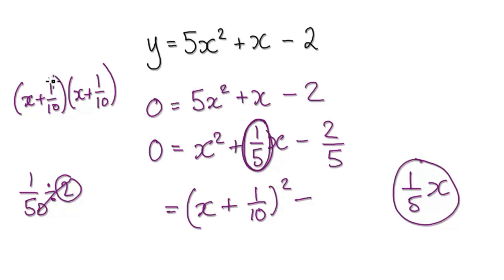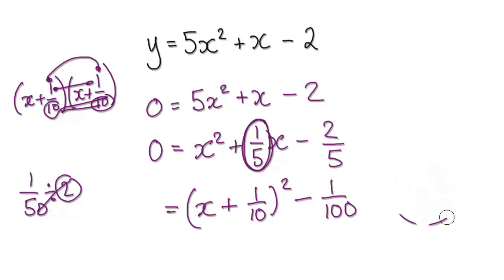You've got to take away the rubbish. The rubbish would be this thing here. So it would be top times top, bottom times bottom. That would be 1 over 10 times 10 would be 100. And then we would carry this thing down. So take away 2 over 5.